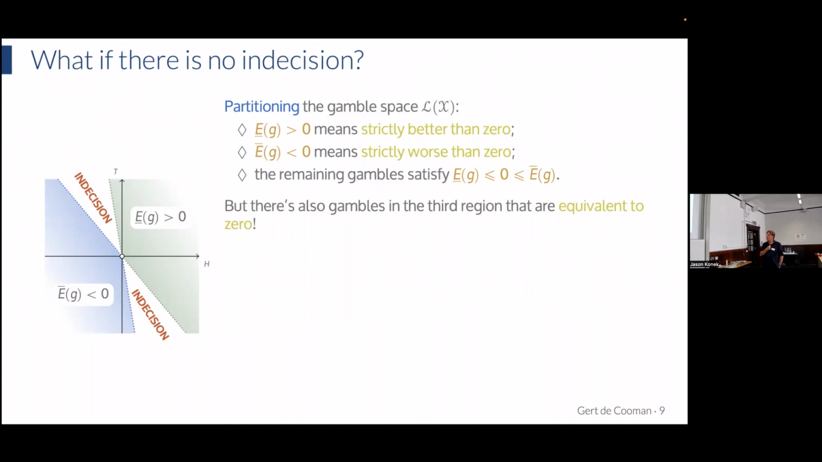Now, if I have one gamble that is equivalent to zero, that I don't want to distinguish from zero, and I have another gamble that I don't want to distinguish from zero, what can I say about their sum?